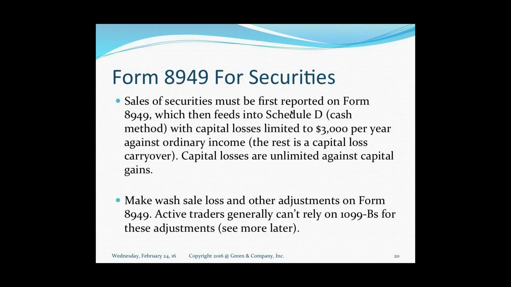So you've got Form 8949 for securities. Sales of securities must first be reported on Form 8949. That feeds into Schedule D. That's the cash method or the realization method. And you've got the capital losses limited to $3,000 per year against ordinary income. The rest is the capital loss carryover. Now remember, your capital losses are unlimited against capital gains. But after you use up the capital gains, there's $3,000 allowed against other income.